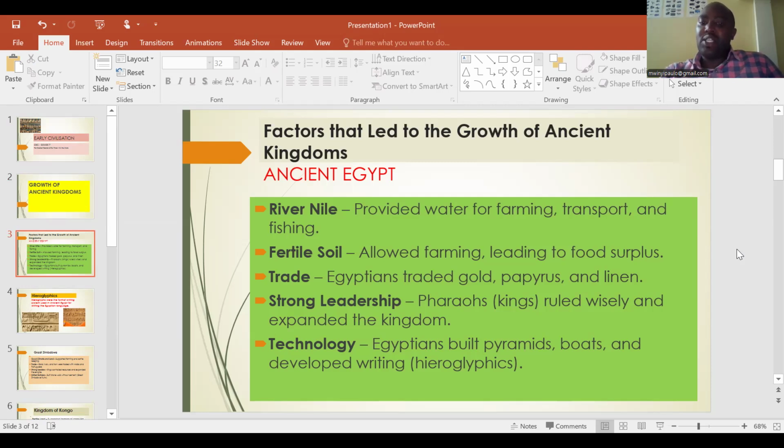Their writings were referred to as hieroglyphics. It's a word that gives people nightmares when it comes to pronunciation. Maybe you can pronounce it better than I've done. So these hieroglyphics were the ancient Egypt form of writings.